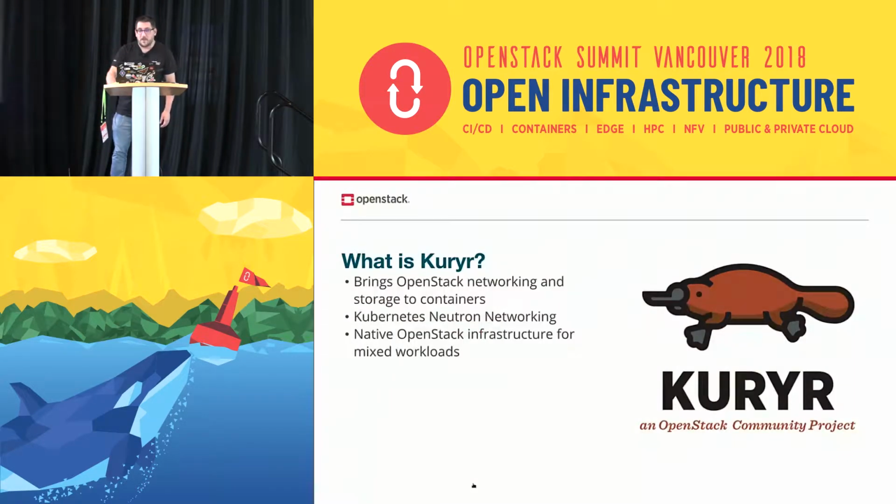So I just want to first introduce what Kuryr is. Kuryr is a project we have been working on since the Liberty cycle, and basically it brings OpenStack networking to containers. It acts as a network bridge between OpenStack VMs and OpenShift/Kubernetes containers, so you are able to do mixed workloads in the infrastructure.